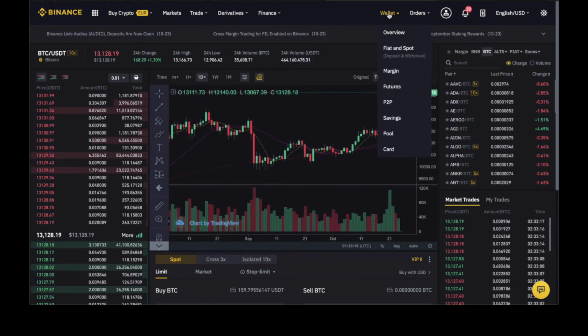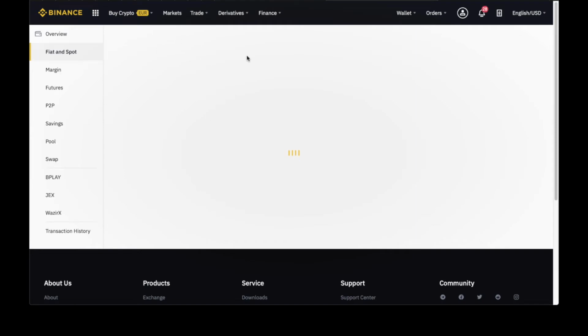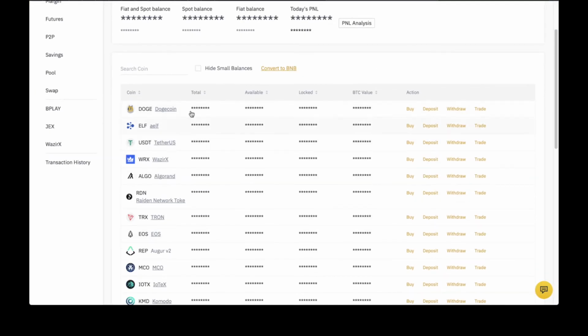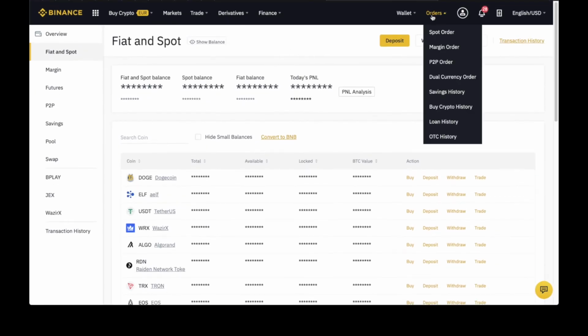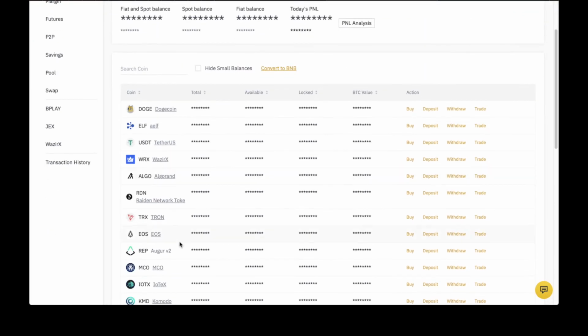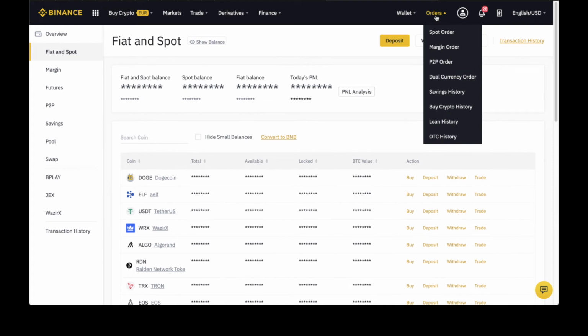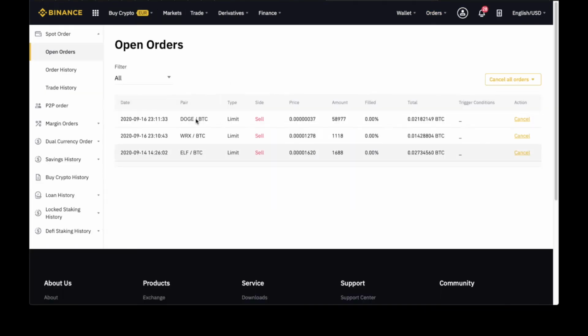We have our spot wallet. This is where you see all the cryptocurrencies that you have right now. Do you understand? So these are all the cryptocurrencies. And then we have spot order. Spot order will show us all the orders that have been opened but have not been filled yet.